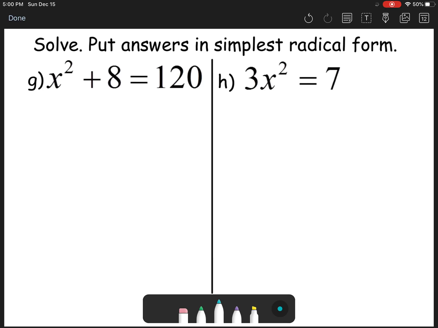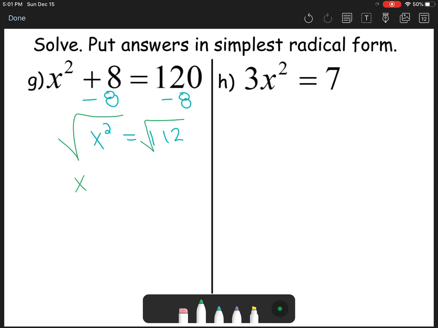Just a couple more examples to look at. It'd be a good idea to pause and try them out if you haven't done that for yourself yet. When we're looking at x squared plus 8 equals 120, well, we could subtract 8 from both sides. So we get x squared equals 112.